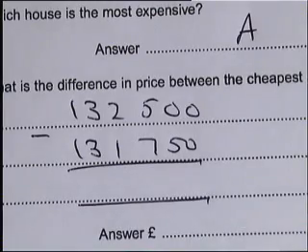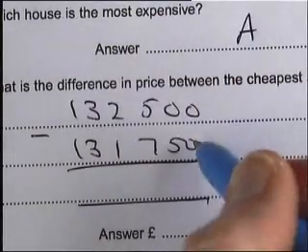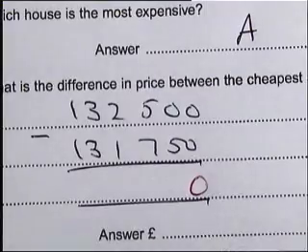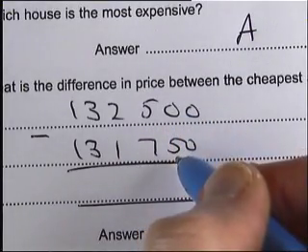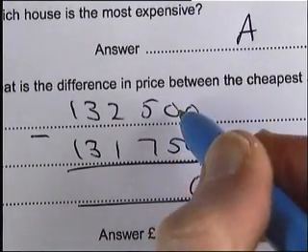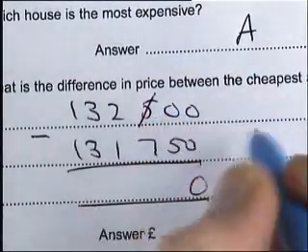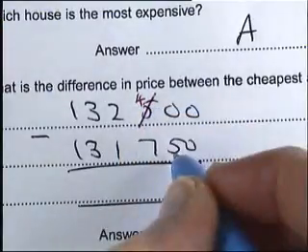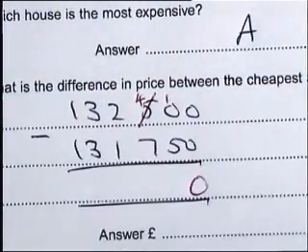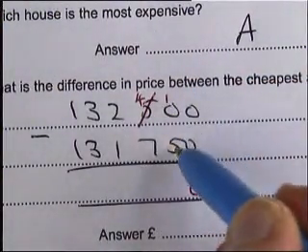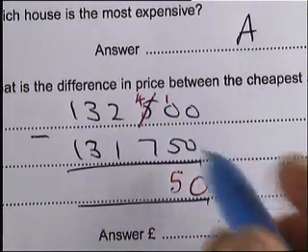So if we just work through this sum, 0 take away 0 is 0. 5 take away 0 you cannot do. You cannot take 5 away from 0. You haven't got enough there to start with. So you borrow 1 from here. So that 5 becomes a 4. And the one I've borrowed comes here. So now I have 10 take away 5 is 5.